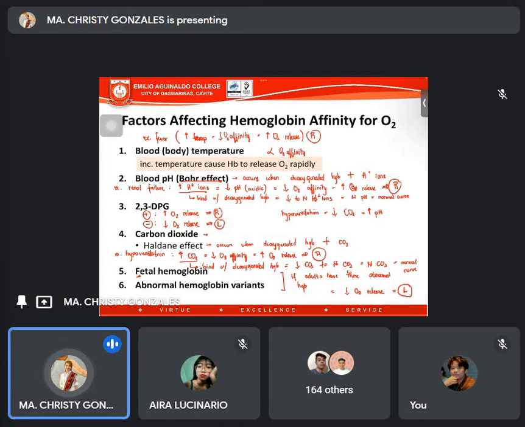Right? And if that happens, increase ang blood pH natin, okay, what happened? Magkakaroon ng increase oxygen affinity, then decrease oxygen release. Right or left? Left po, ma'am. That would be correct. Left po yan.